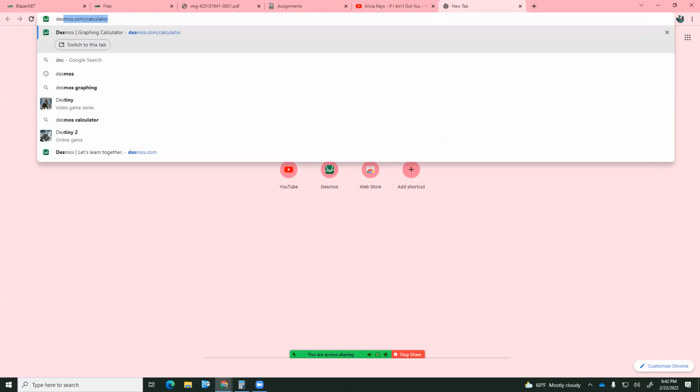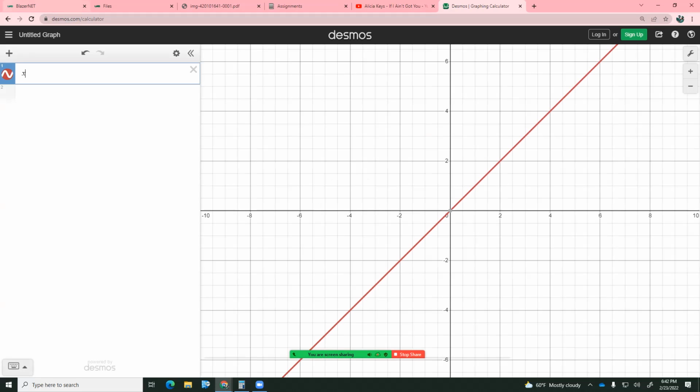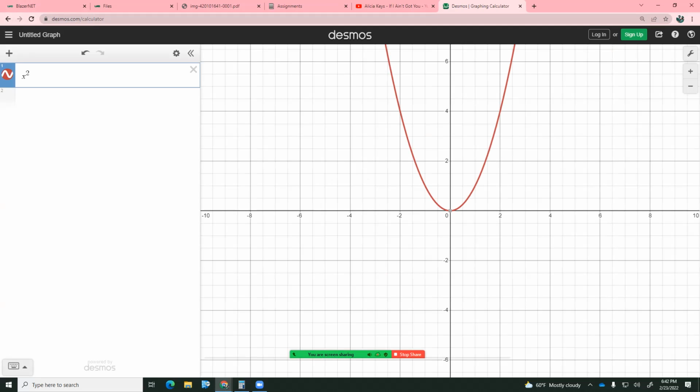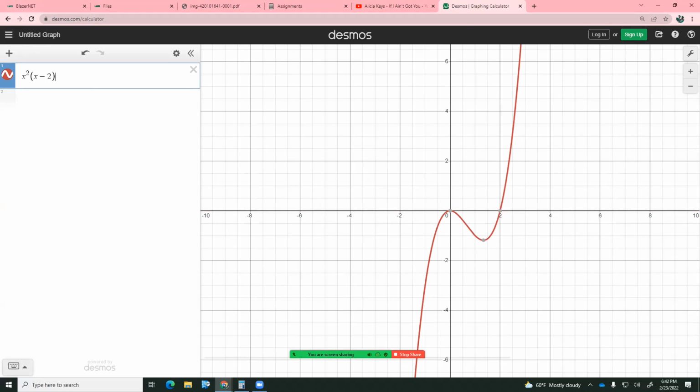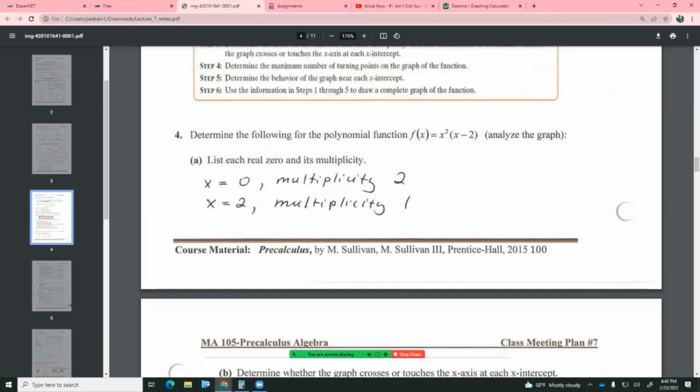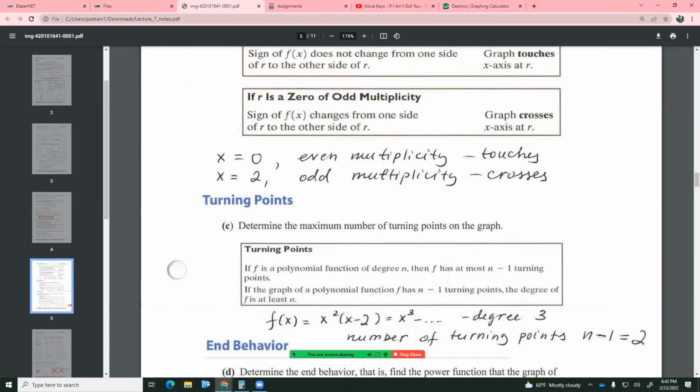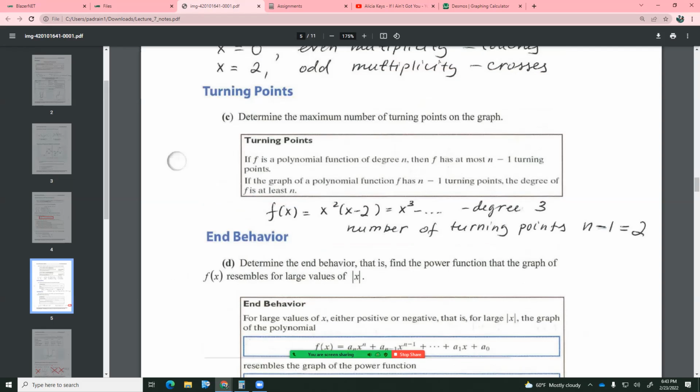For example, if I go to Desmos real quick and I show you x squared, you can see that this is an even multiplicity. It touches and bounces back off. Now, if I do something like this, where I have an x minus 2 on the outside of that, I have an odd multiplicity here at 2, odd because it's 1. It crosses. Y'all see the difference. Even touches, bounces off, odd crosses. That's the main difference. All right. You can see even multiplicity touches, odd multiplicity crosses.